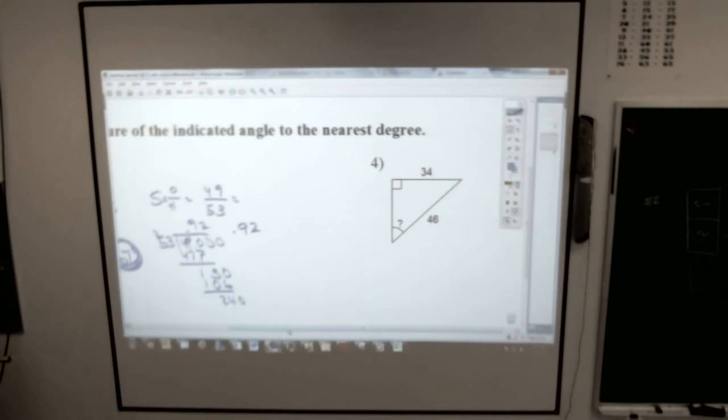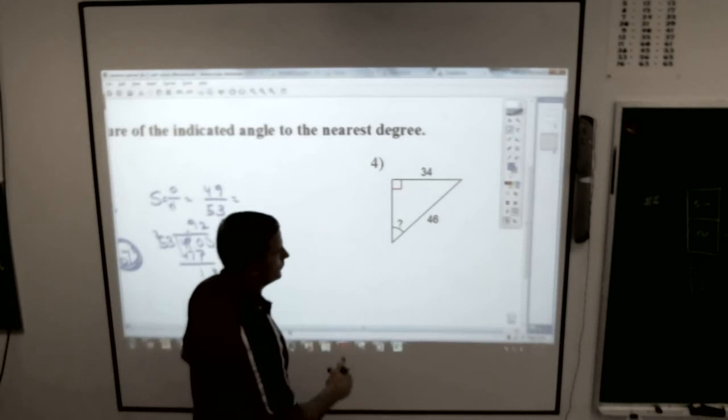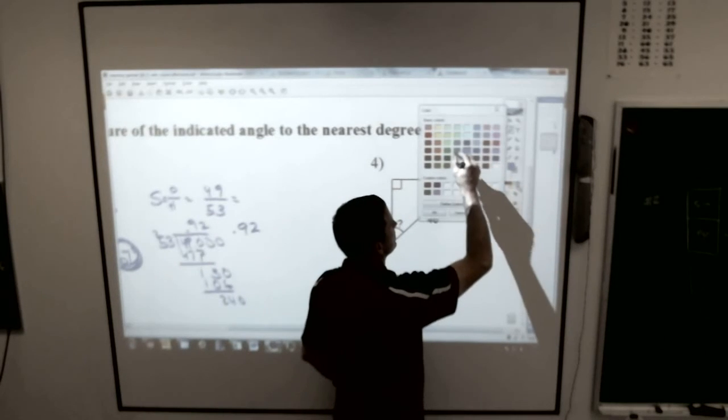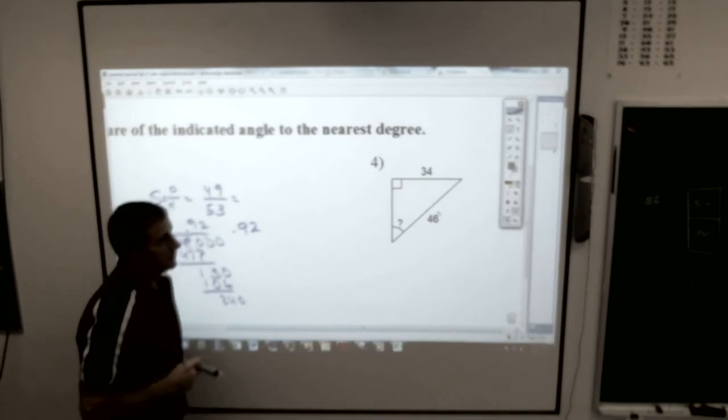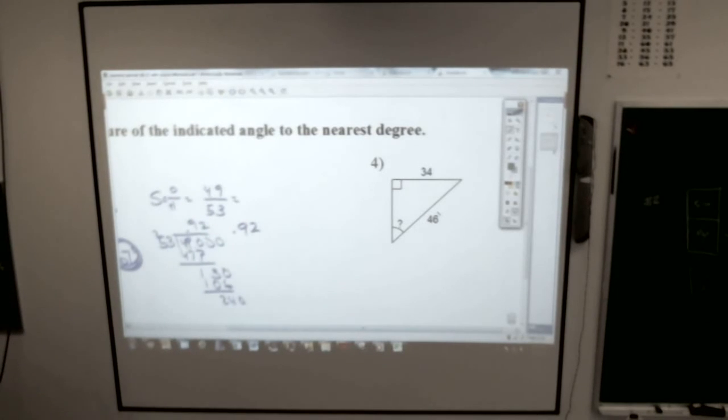And go ahead, give me a shot at number 4 there. See if you can jump into the wonderful world of trigonometry. You would have thought they could have come up with a different one rather than sine again, wouldn't you?